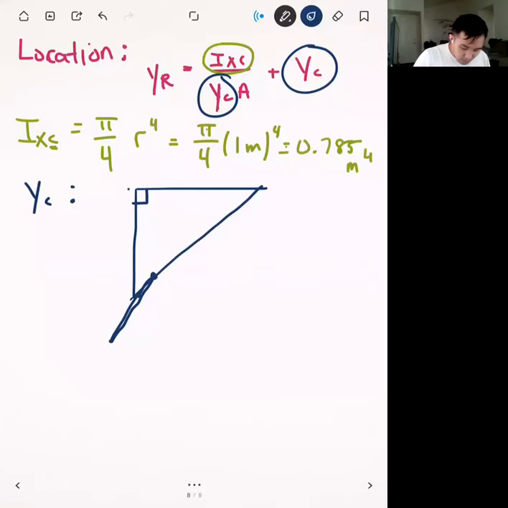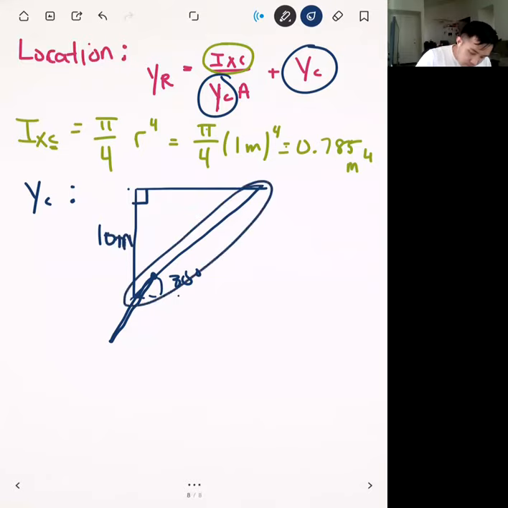And so we know from the figure that the incline of the gate is 30 degrees right here. And we know the depth of the centroid, so the depth of the centroid is 10 meters. And so what we want is this length right here.